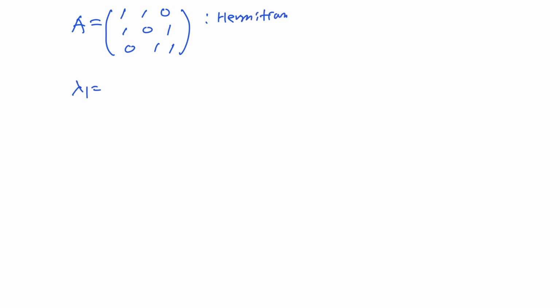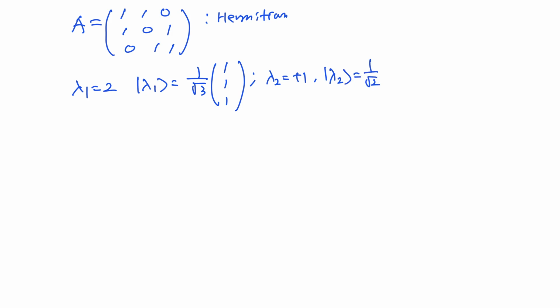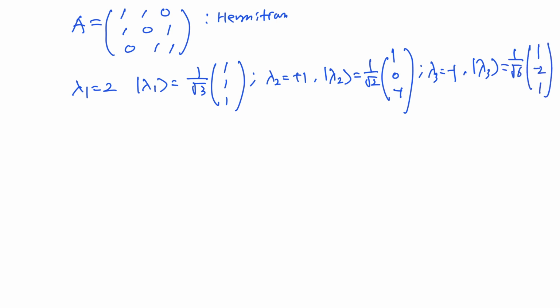Lambda 1 is equal to 2. The eigenvector is 1 over square root of 3, 1, 1, 1. Lambda 2 was plus 1. The eigenvector was 1 over square root of 2, 1, 0, minus 1. Lambda 3 was minus 1. The eigenvector was 1 over square root of 6, 1, minus 2, 1, right?